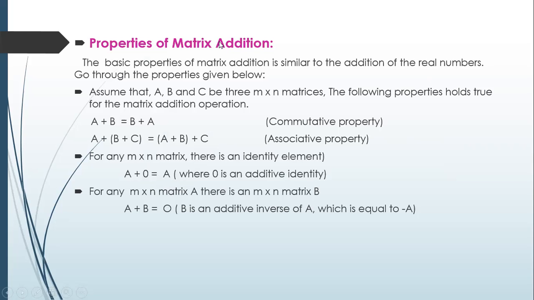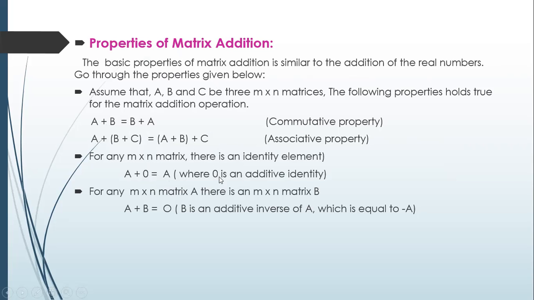Properties of matrix addition. The basic properties of matrix addition are similar to the addition of real numbers. Go through the properties below. Assume that A, B, and C are three M cross N matrices. The following properties hold true for matrix addition. Here A plus B equals B plus A, which is the commutative property. A plus B plus C equals A plus B plus C, which is the associative property.